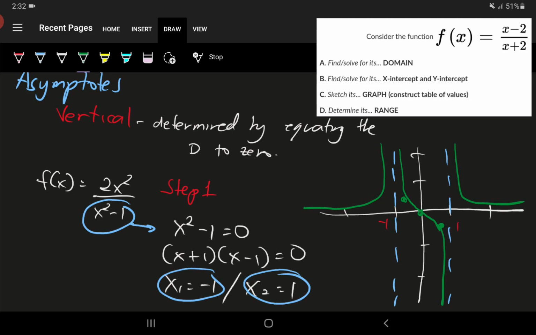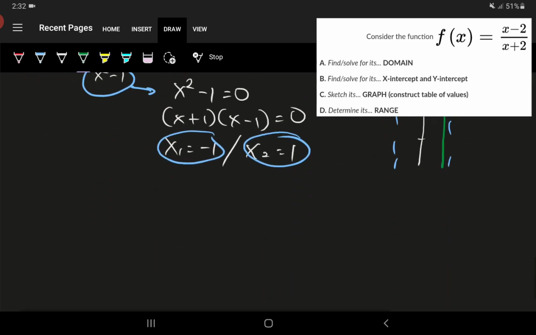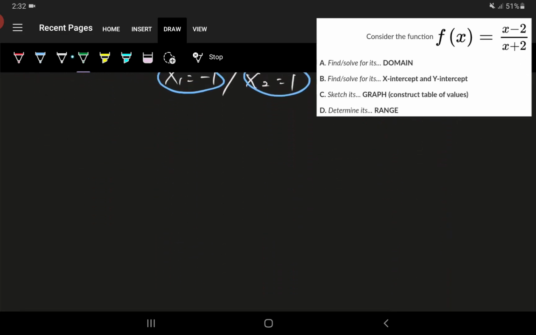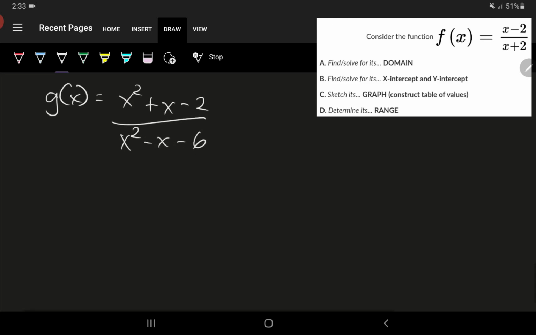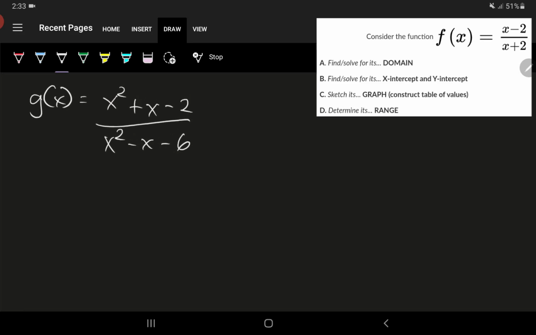So again, let's try to answer another set of problem. Let's identify its given vertical asymptote. Let's say we have g of x, let's say g of x equals x squared plus x minus 2, and that is all over x squared minus x minus 6. So same problem, dear students. Just solve for its vertical asymptote.